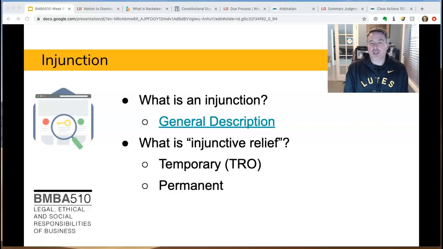And that's what we call injunctive relief, and that is a restraining order that can either be temporary, and temporary restraining orders are usually granted while the case is pending or to prevent further damage. And a permanent injunction or permanent restraining order is, of course, what it means. It means it goes into effect permanently.